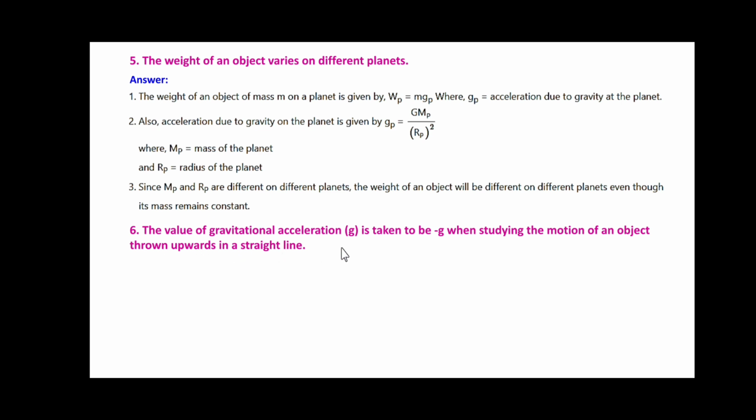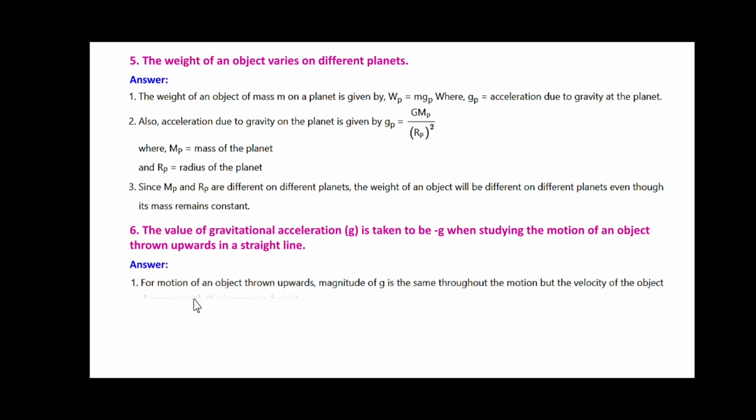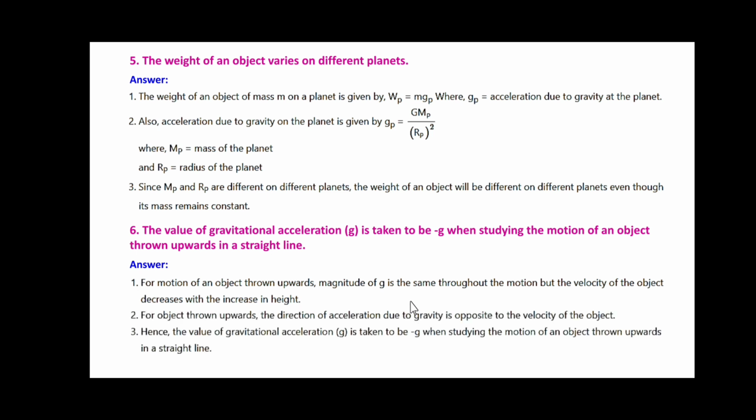The value of gravitational acceleration g is taken to be minus g when studying the motion of an object thrown upward in a straight line. For motion of an object thrown upward, the magnitude of g is the same throughout the motion, but the velocity of the object decreases with the increase in height. For an object thrown upward, the direction of acceleration due to gravity is opposite to the velocity of the object. Hence, the value of g is taken to be minus g.